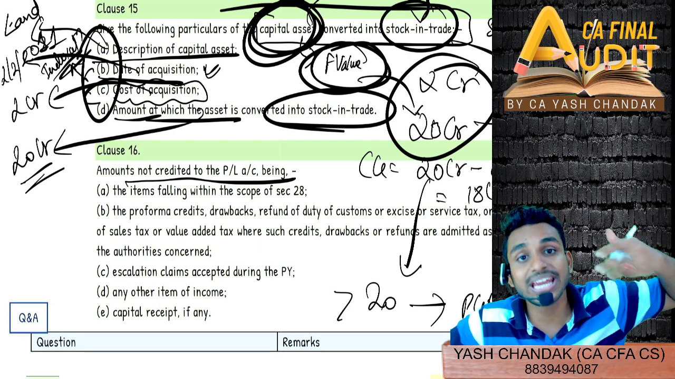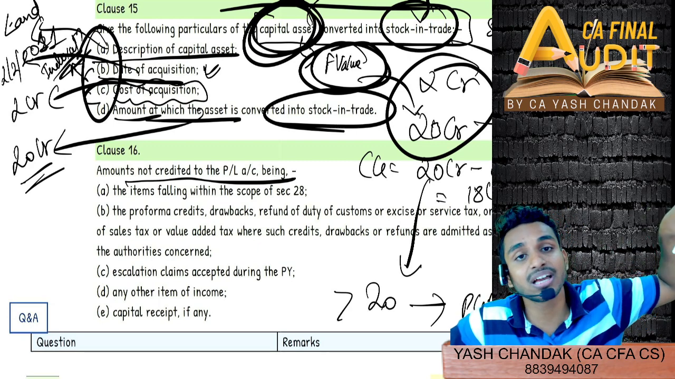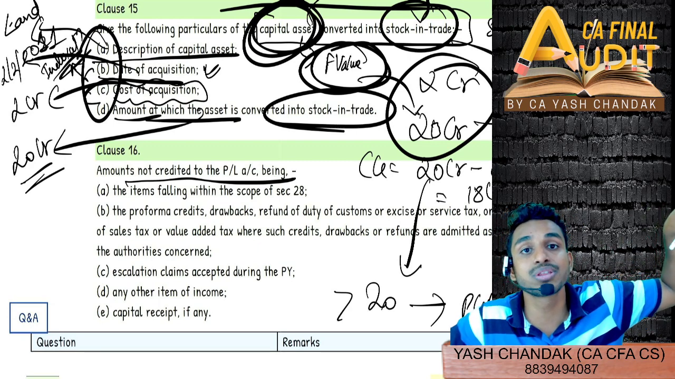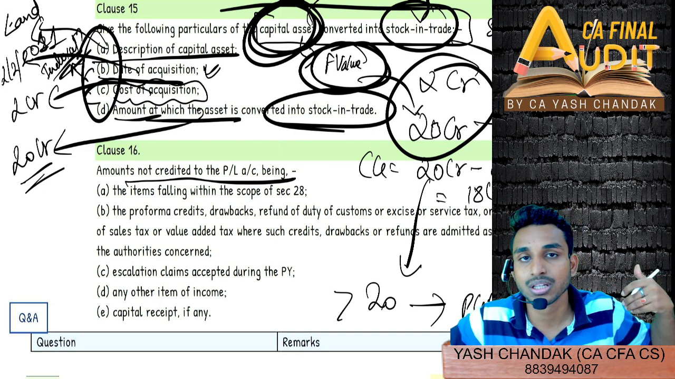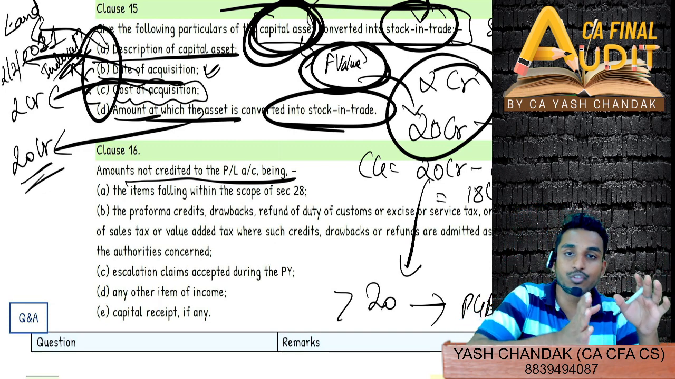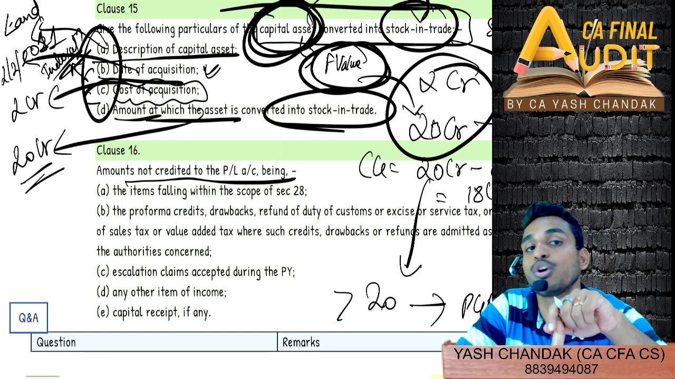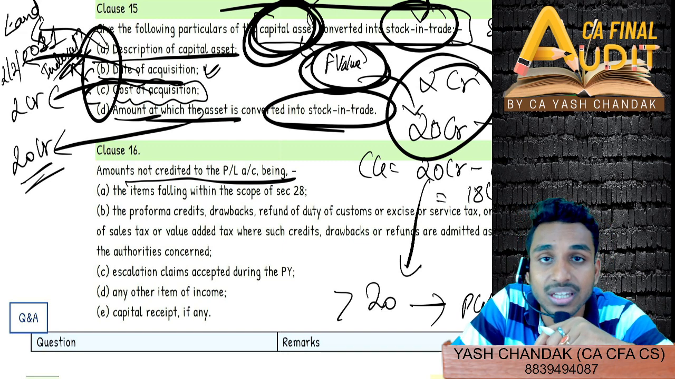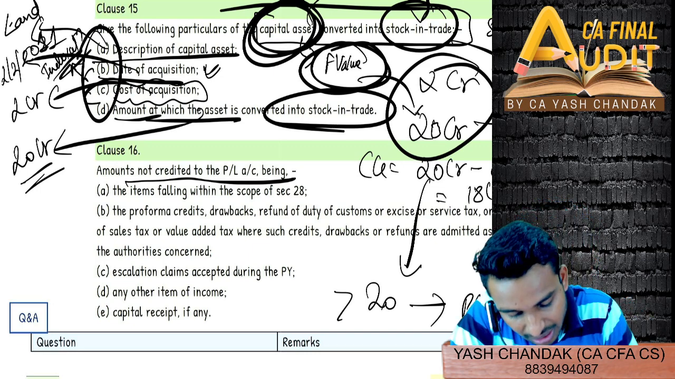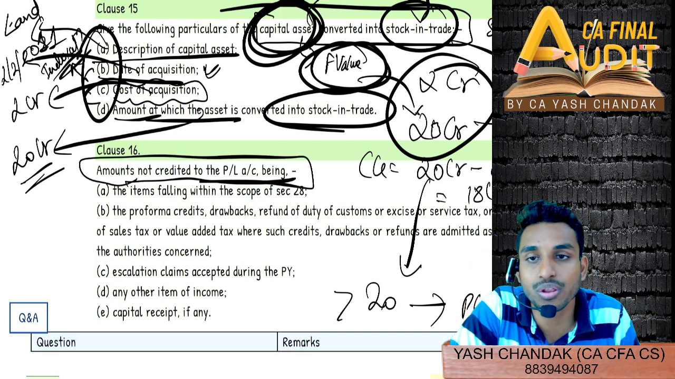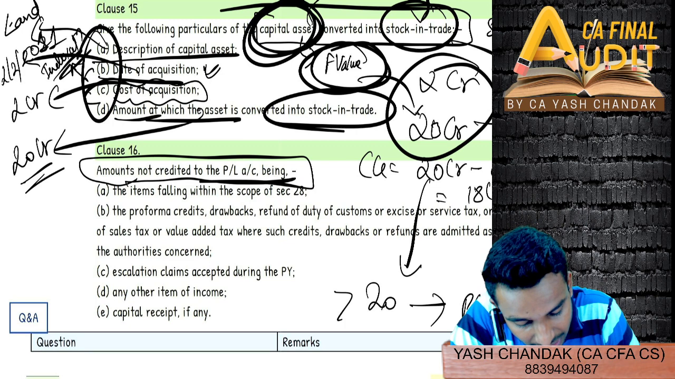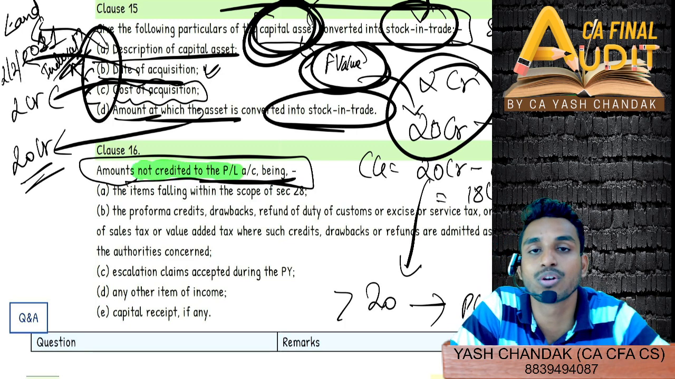Although your AS Indians might tell you to treat that contribution or that subsidy as a capital asset, correct? So if you are taking that contribution as an asset in your balance sheet, but income tax wants you to treat that amount as income under the head PGBP, then these items will come here under clause 16. What are all items? Items which are not credited to profit and loss account.